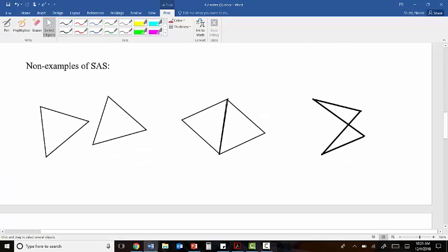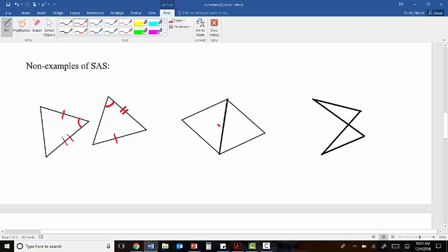Here's some examples of what SAS is not. You would still have two sets of tick marks, but this is where they try to mess you up. I'll put a rainbow in the correct spot for one of them, but I'll put it in the wrong spot for the other. If they're not both correct, then it's nothing. You don't have a theorem. You have SSA here and SAS here. They don't match, so you can't use the theorem.